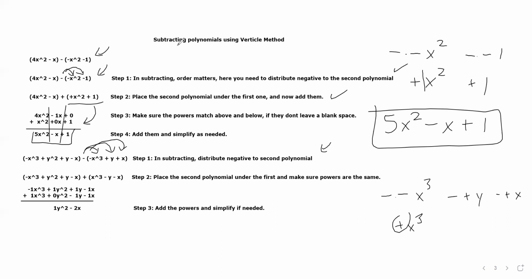Just like the negative and the positive will give me a negative y, and that negative is going to follow that y. They're a package deal now. The negative and the positive x is also going to give me a negative x. So this is the polynomial I'm going to put underneath the first one. Okay, so now that we've done that, now it's actually time to subtract them, right?